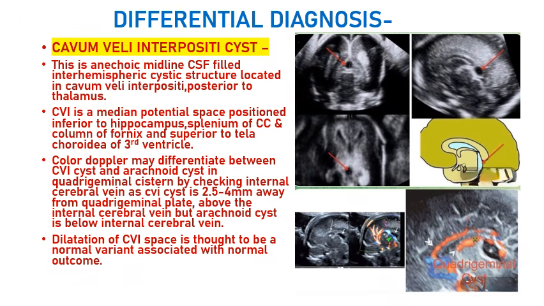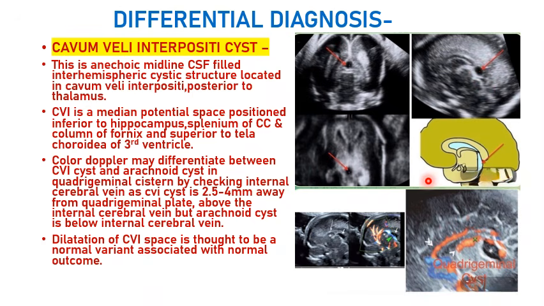Now the cavum velum interpositum system. This is an anechoic midline CSF-filled interhemispheric cyst located in the cavum velum interpositum, posterior to the thalamus. CVI is a median potential space positioned inferior to the hippocampus, splenium, and column of fornix, and superior to the tela choroidea. Here it is seen posterior to the splenium and fornix but superior to the tela choroidea.